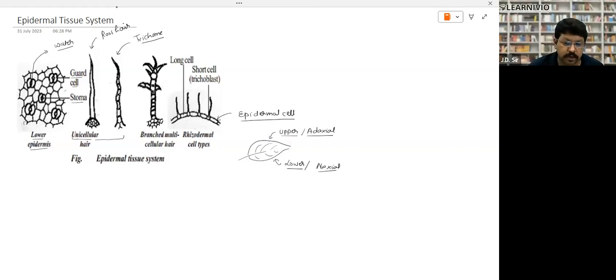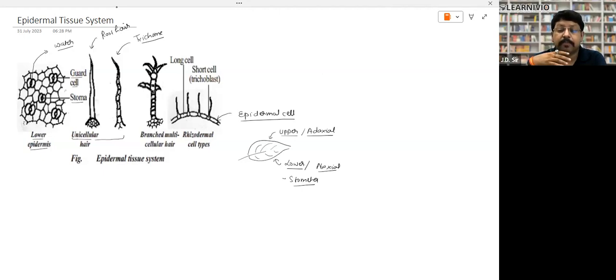Normally the lower surface has stomata, as I have already told you, for transpiration. Stomata are more in the lower surface. It is not that the upper surface does not have stomata. They are there, but very few, while the lower surface has abundant stomata. So basically transpiration takes place from the lower end.